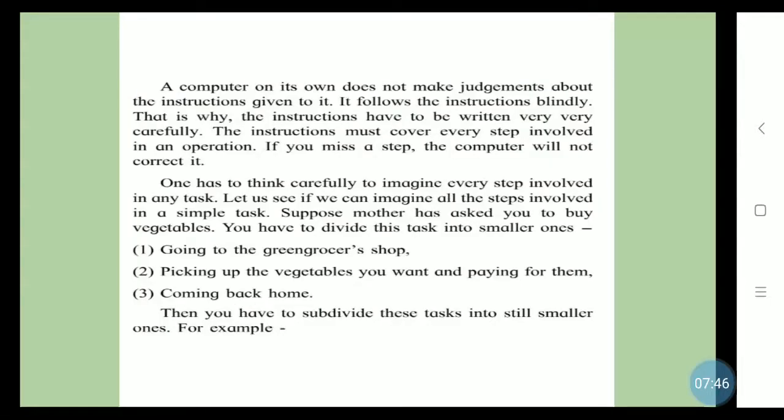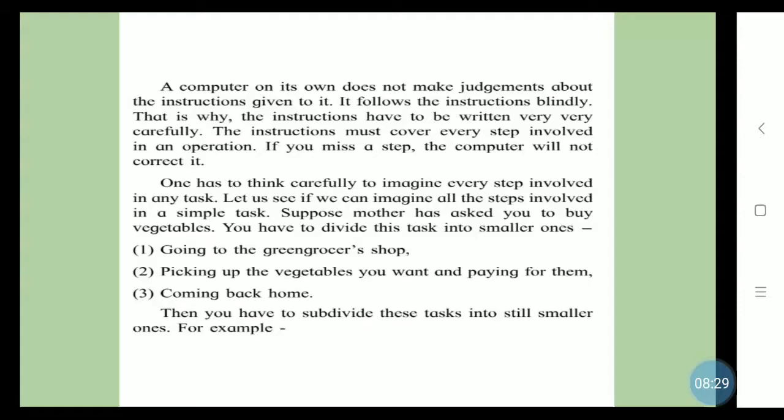The next paragraph. A computer on its own does not make judgments about the instructions given to it. Here, a computer does not make any judgment because it's a machine, but it only follows the instructions given to it. It follows them blindly because it cannot think like you and me. That is why the instructions have to be written very carefully, because it will only follow your program, and it will not judge what you have written.